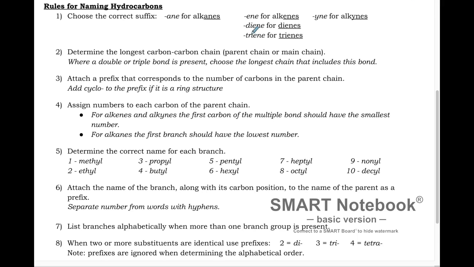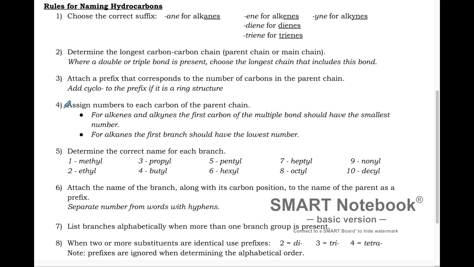And if we have 2 or 3, we have to use the prefix "di" or "tri." If we have 4, we'll use tetra. So there are 4 alkenes, 4 double bonds. If we have 1 or more triple bonds, we have to use the suffix "yne," Y-N-E.